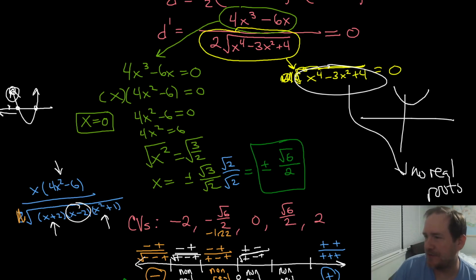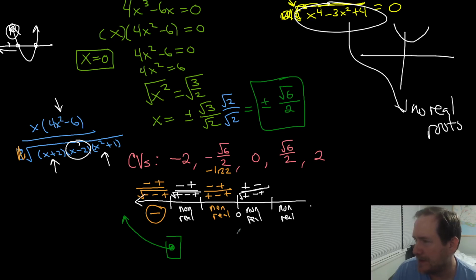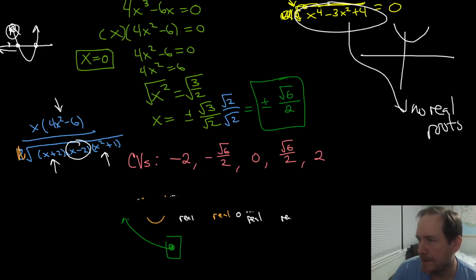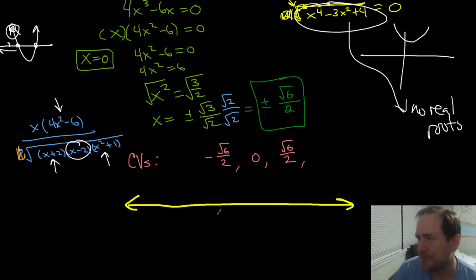So it doesn't generate for us any new critical values, which means if we test the 3 critical values that we found before, we should be good to go. So I'm going to get rid of this whole number line because this was a mistake. And so this 2 and negative 2 are not actually critical values. We would just want to test these 3. And if you test those 3, then we can figure out who's going to generate our max and min.